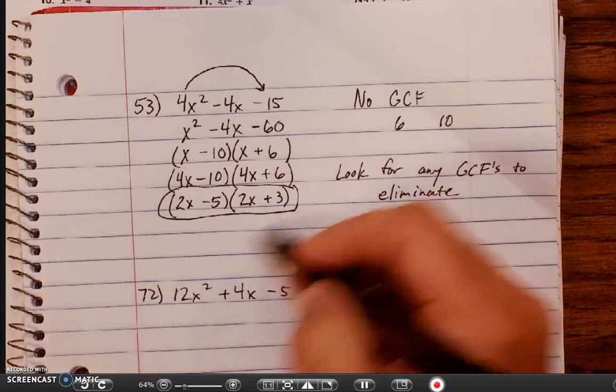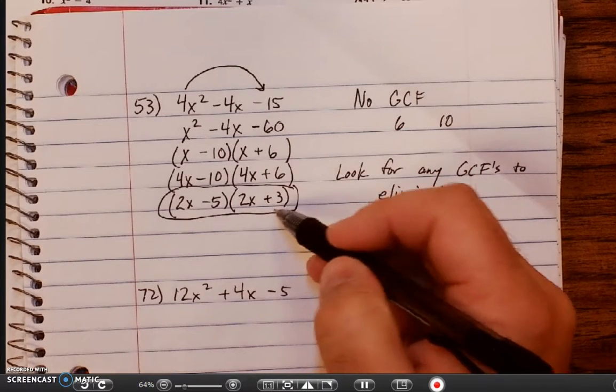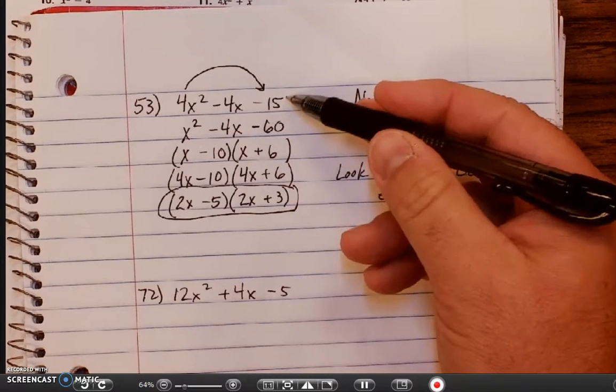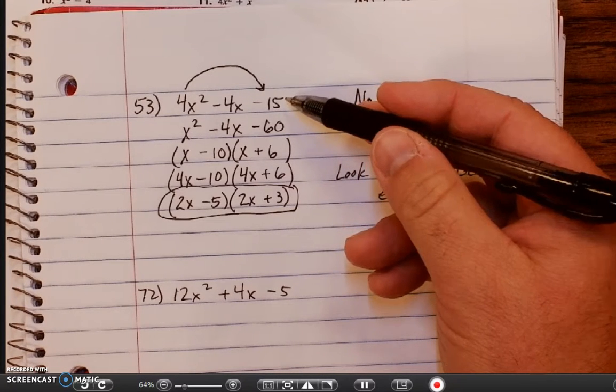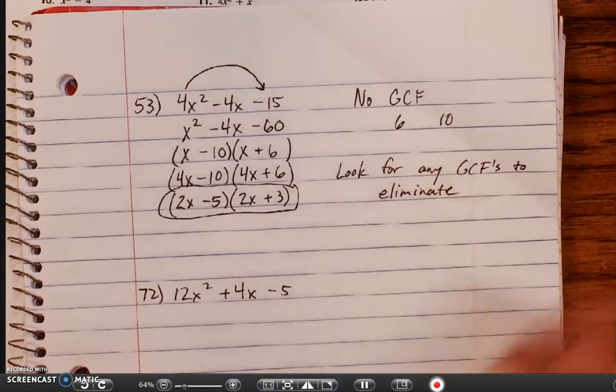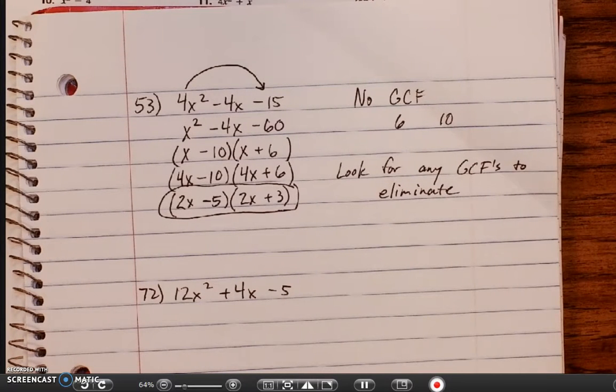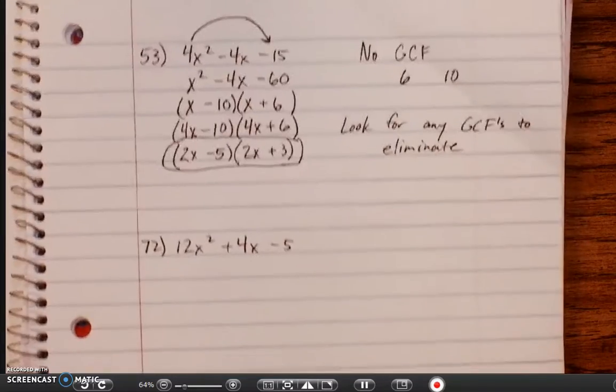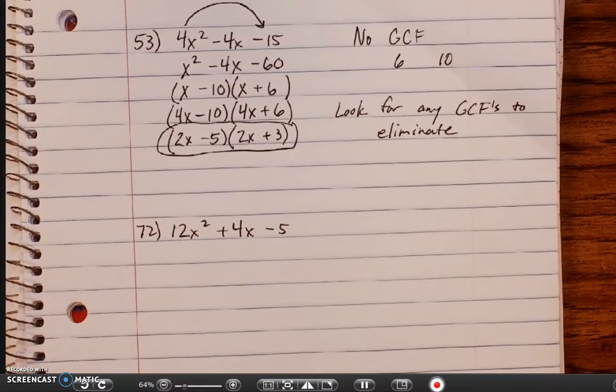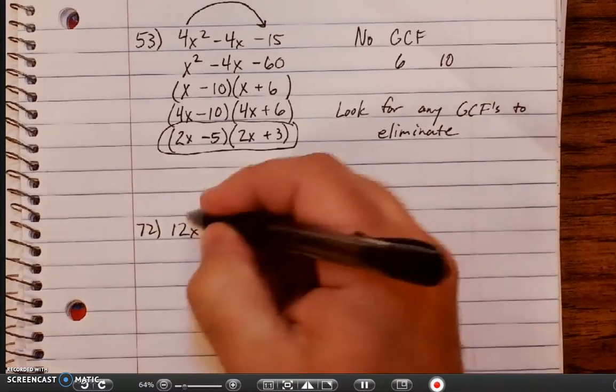If you go through and FOIL what you have here, you would get back to the beginning. Now, if I don't do it this way, it's going to take a long time. Some teachers have their students guess and check and guess and check. That's what my teacher did, and it took forever, and I got really mad because it took forever for me to do that. So let's try this again.